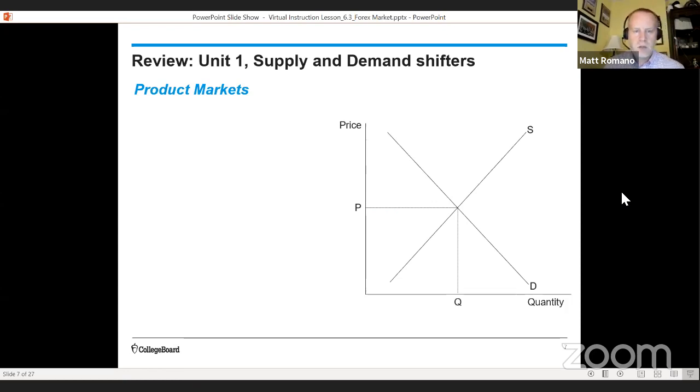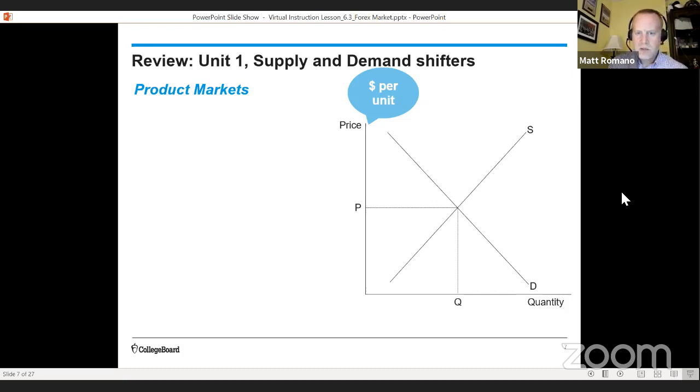So here we have a basic product market, price and quantity on the axes, supply and demand. And of course, equilibrium price and quantity has been identified. A couple things to point out about graphing this thing. Let's go ahead and make it an actual market, and let's remind ourselves that on the y-axis, that price is listed as dollars per unit.